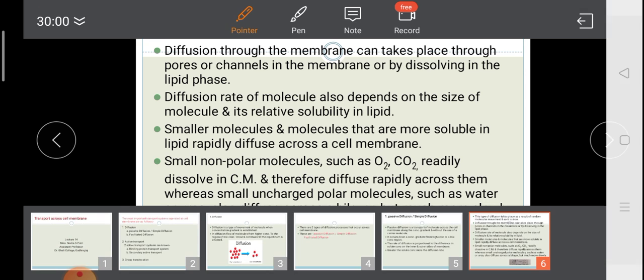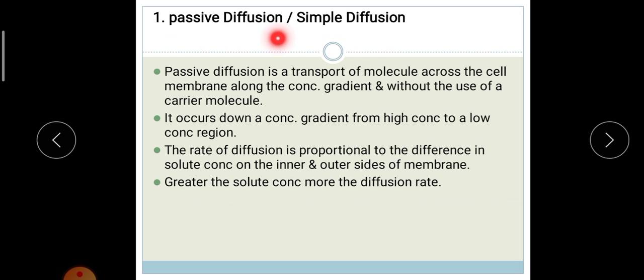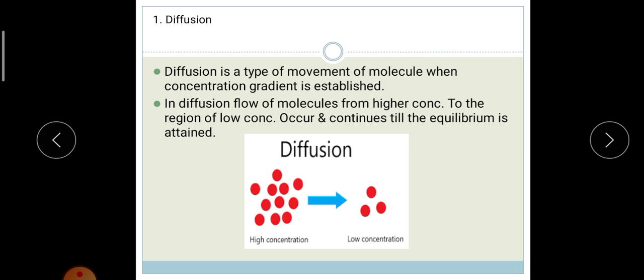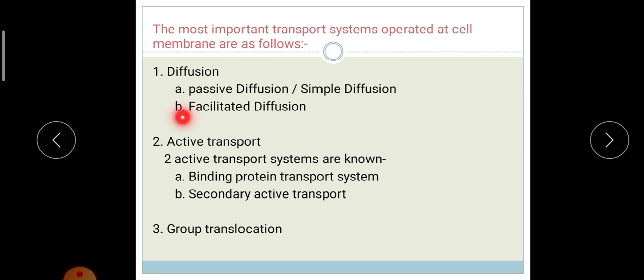This was all about your passive diffusion or simple diffusion. In the next lecture we will see the facilitated diffusion under first, that is diffusion. In the second lecture we will start with facilitated diffusion. Thank you.